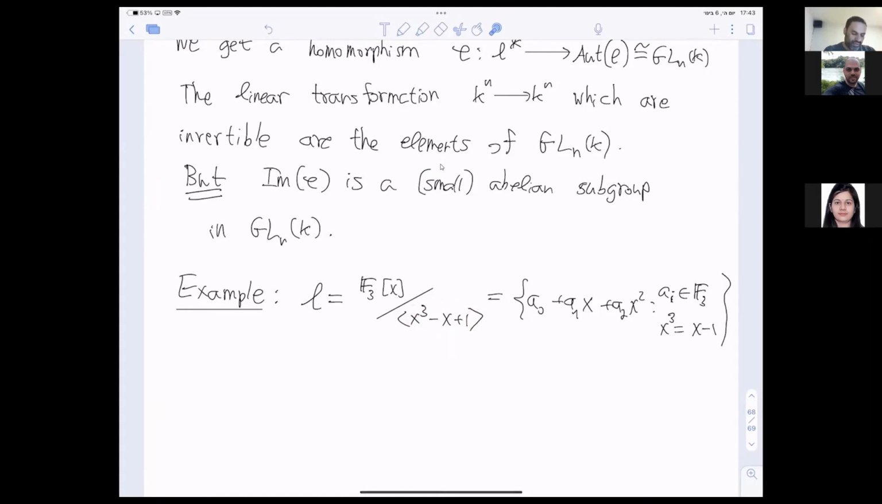So once you get to an element in this subgroup, it is just the 0. Okay, so if this is the 0, then x3 is just x minus 1.